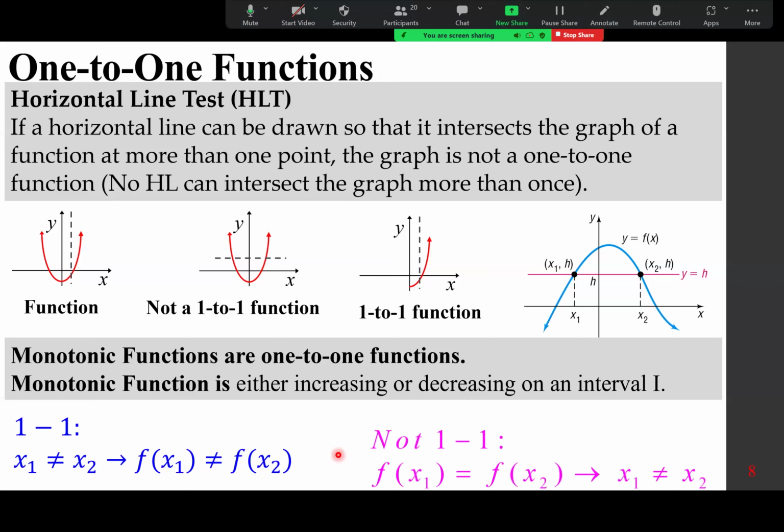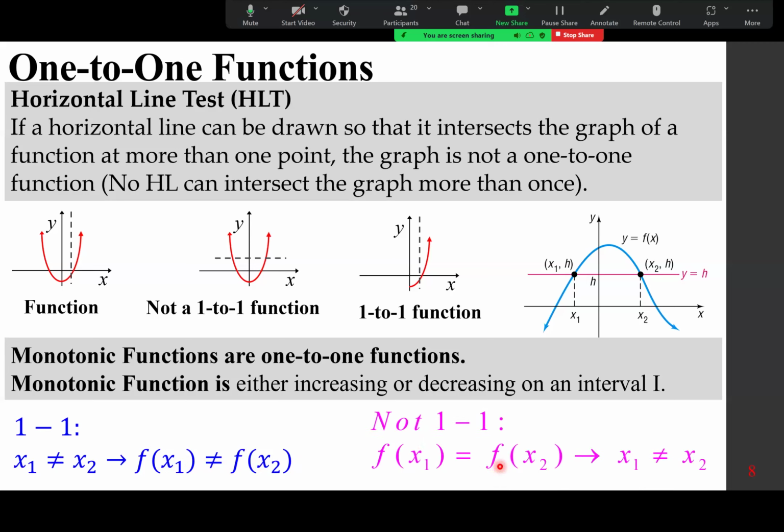On the other hand, not one-to-one: if f(x1) equals f(x2), but x1 is not equal to x2.